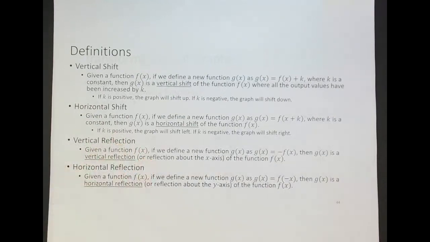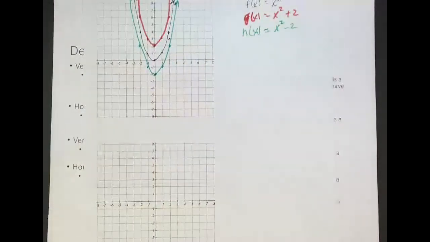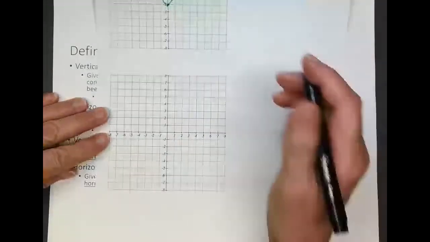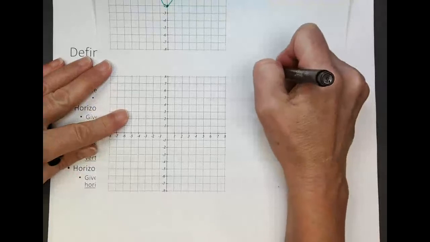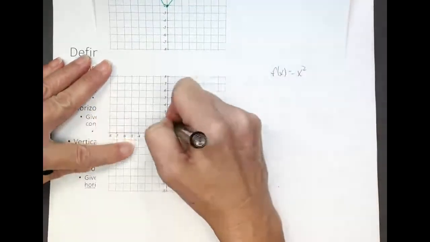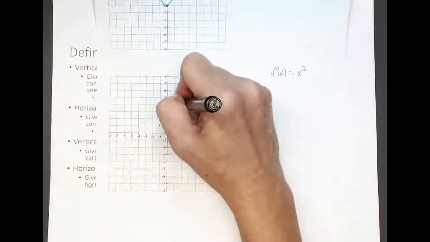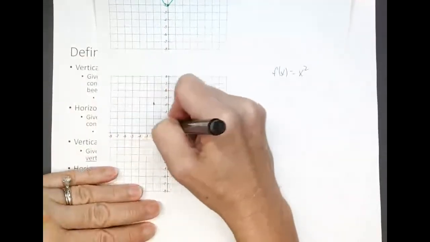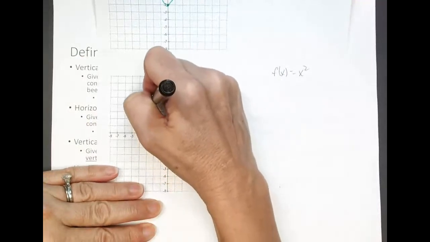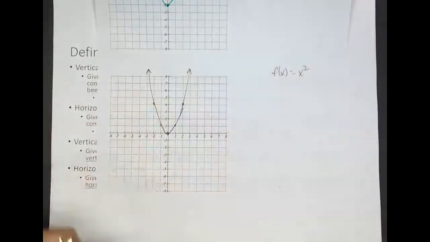Let's take a look at an example here. If we look at this toolkit function again, let's stick with the x squared quadratic toolkit function. It's going to look like this in its parent form, before any transformations are applied to it, as x squared.